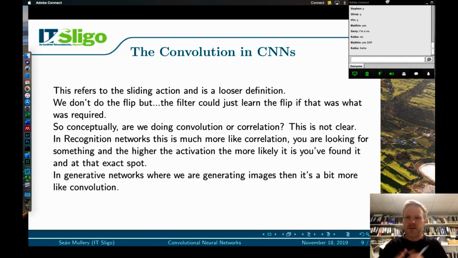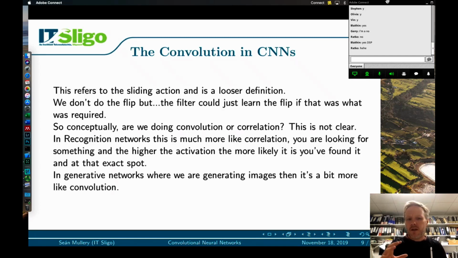Is there a pedestrian in this image? Is there a vehicle in this image? Now, in things like generative networks, which I'm not unfortunately going to get any time to cover with you in this module, but they're a very interesting area, it's the idea where you use convolutional neural networks to generate images rather than to just find things in images.